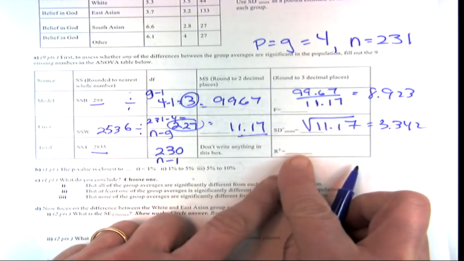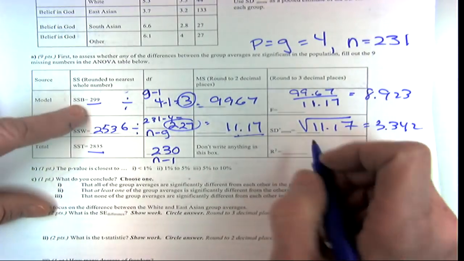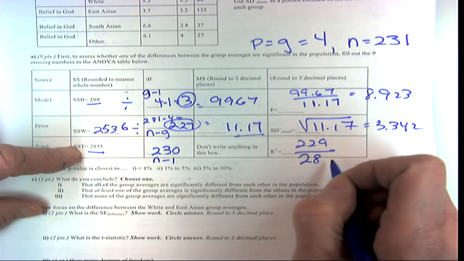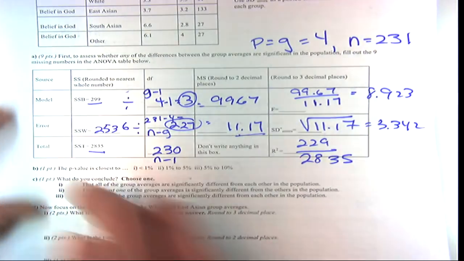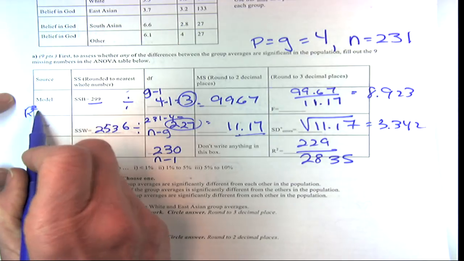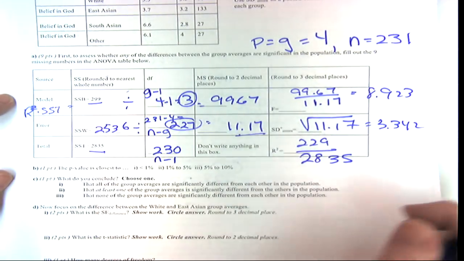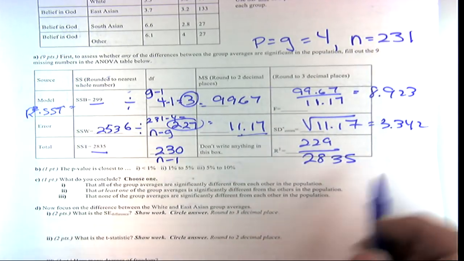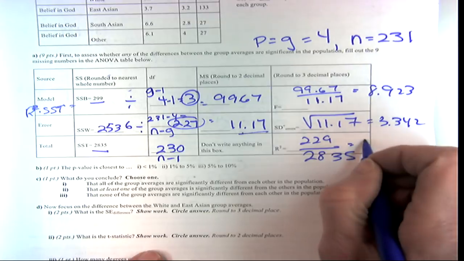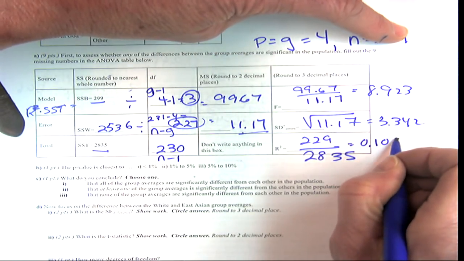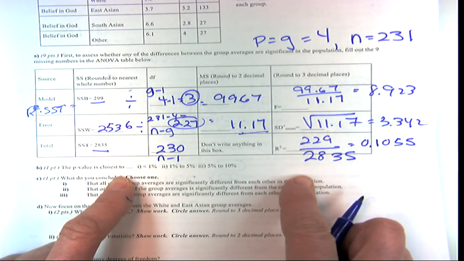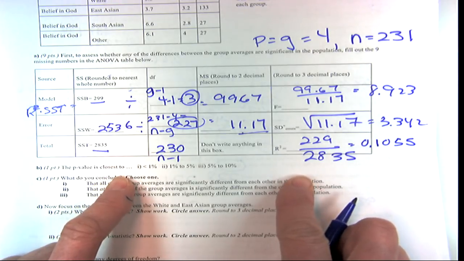And this is the square root of that. And how do you get R squared? R squared, remember, it's a proportion. It's given to you right here, 229 over 2835. R squared times SST equals that, so R squared is SSB over SST. You've got that. Now, what's the p-value closest to? Yeah. What did I do?